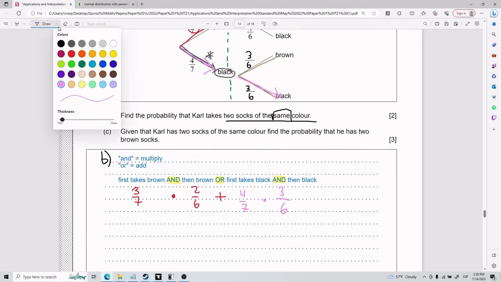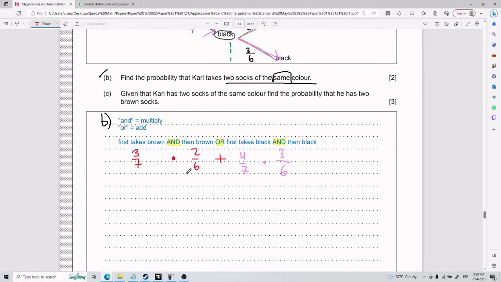So here in red, I will have 3/7 times 2/6, if I multiply straight across. So 3 times 2 is 6, and 7 times 6 is 42. On the right side, I have 4 times 3, which is 12, divided by 7 times 6, which is 42.